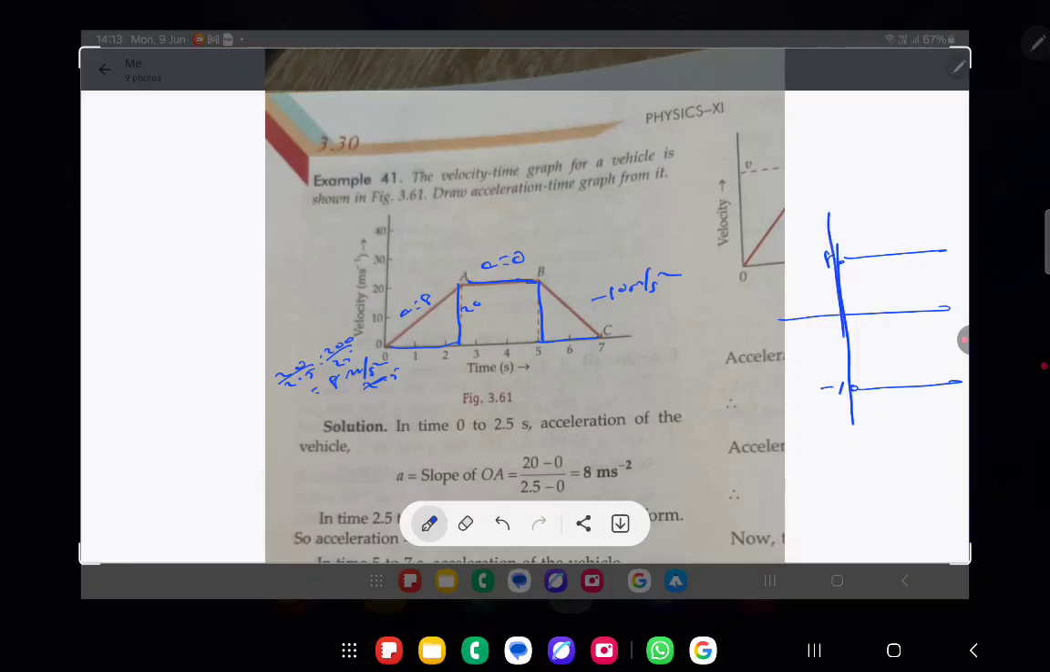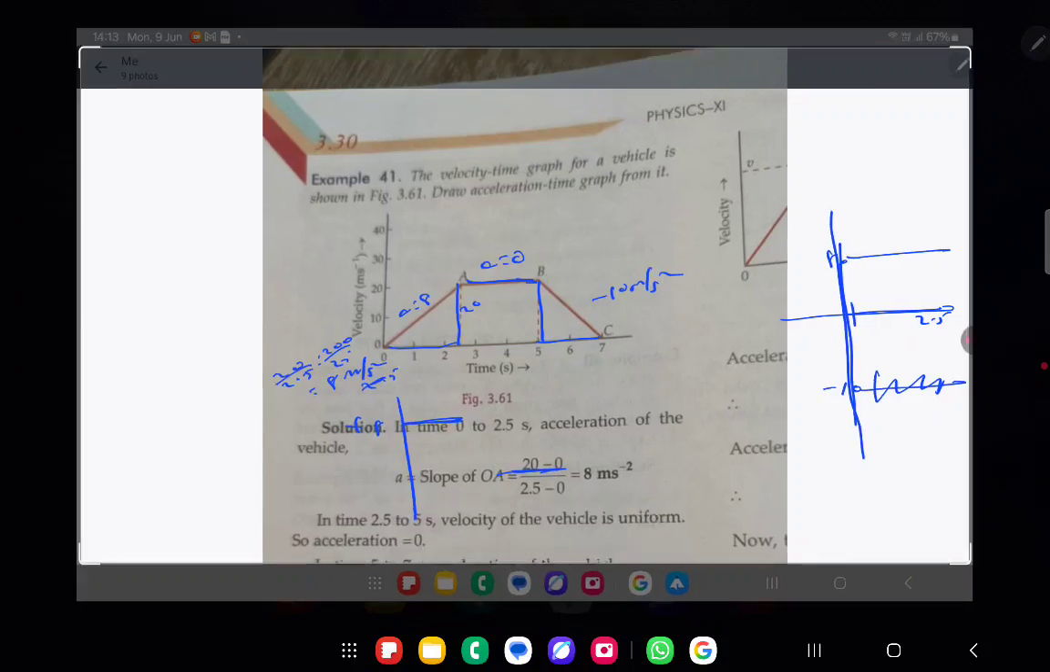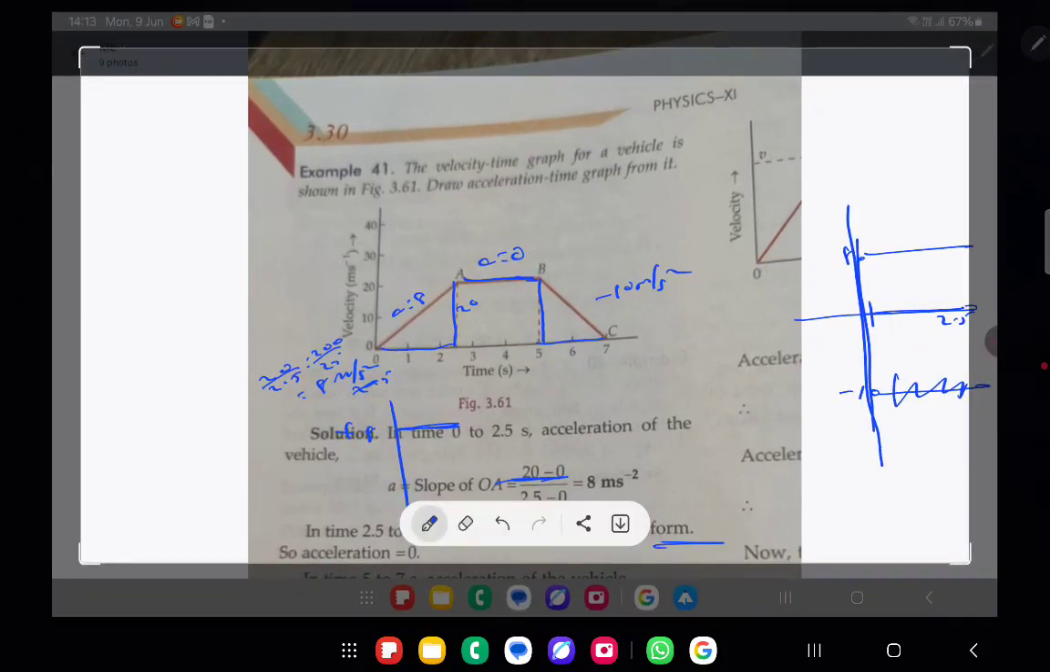This is your x-axis and this is your y-axis. So for some part of the journey, it's based on time. So first 8 is for 0 to 2.5 seconds. Okay, you should continue with the graph. Let me do it here. So 0 to 2.5 seconds, it's plus 8, then it is 0, and then it is minus 10. Okay, so the graph has to be shown like this.